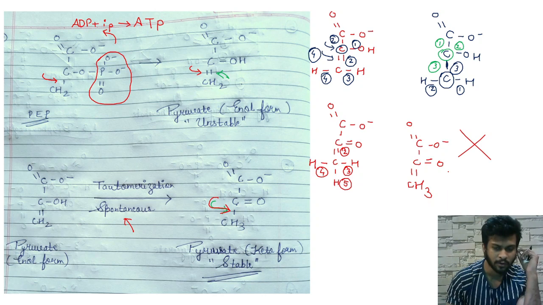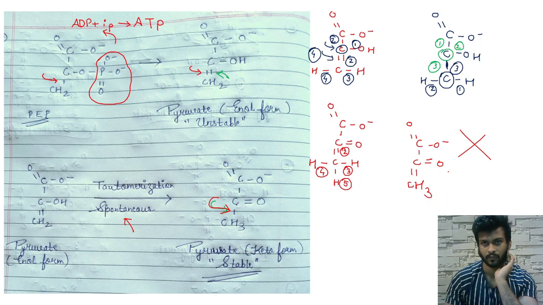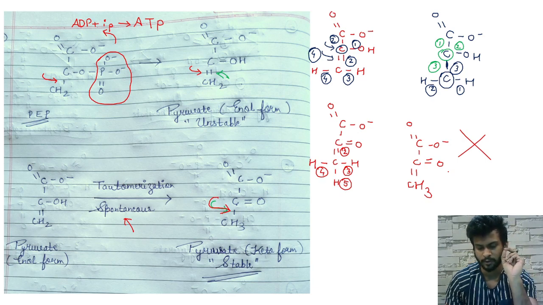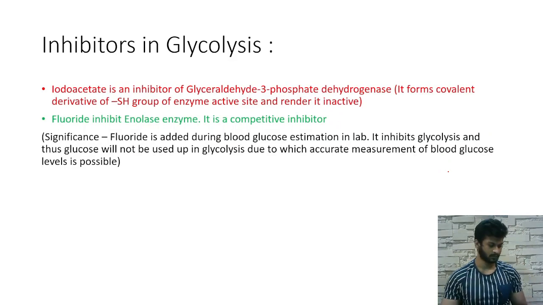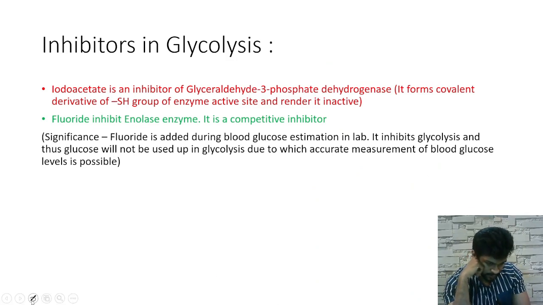So we are done with the glycolysis steps. Just after memorizing glucose and fructose structure, you can deduce all of the chemical structures by yourself with just remembering glucose and fructose structures. Now we will see inhibitors in glycolysis. This is also a very important slide because questions are asked from inhibitors.